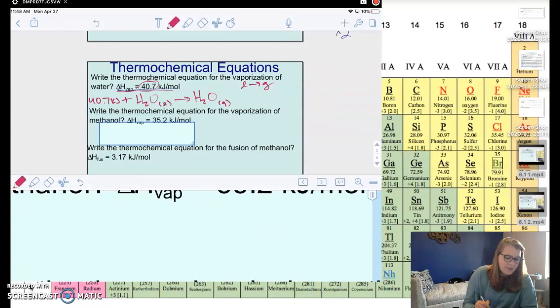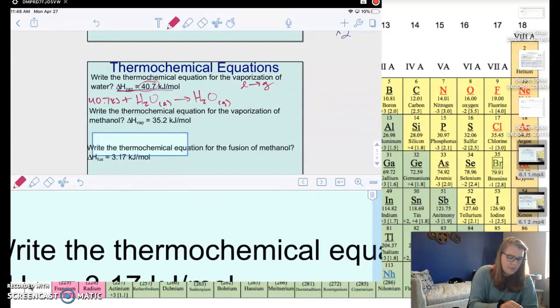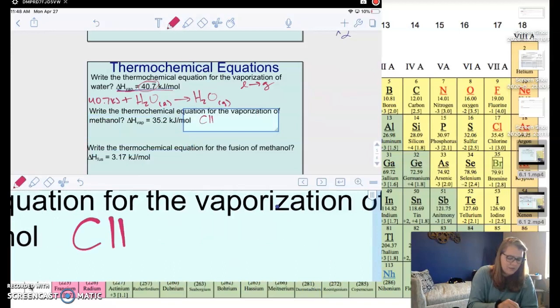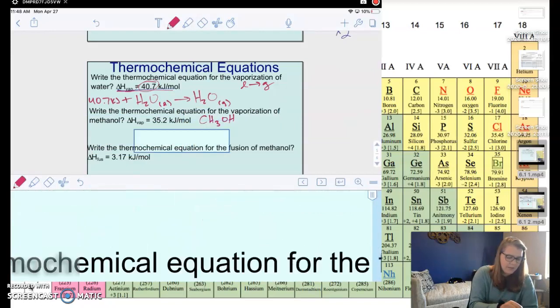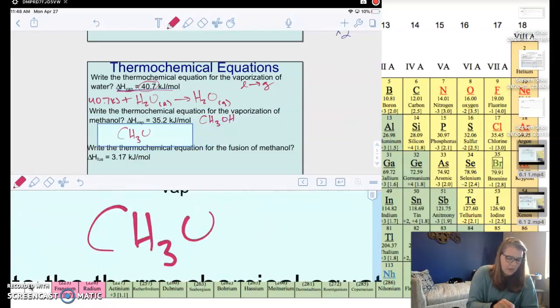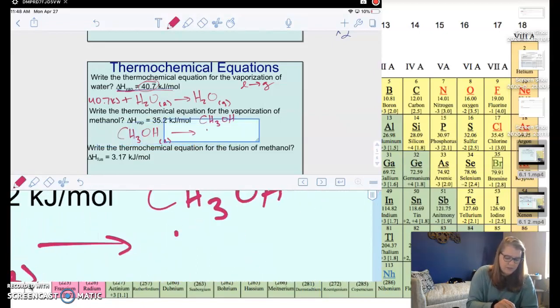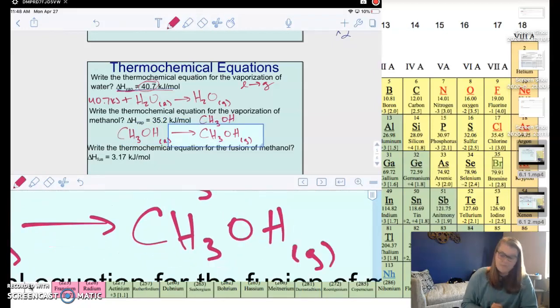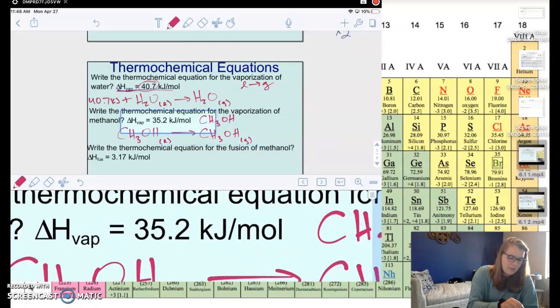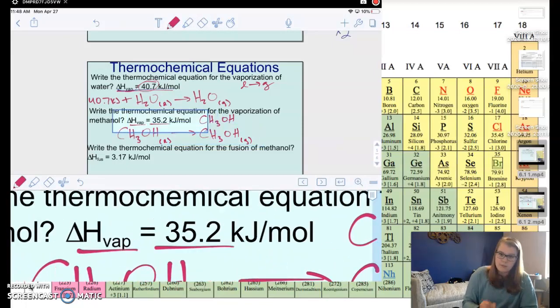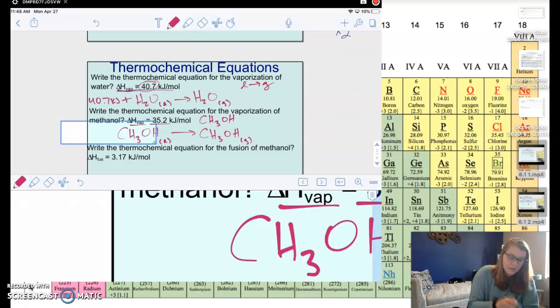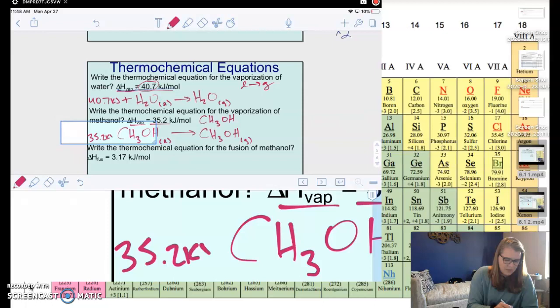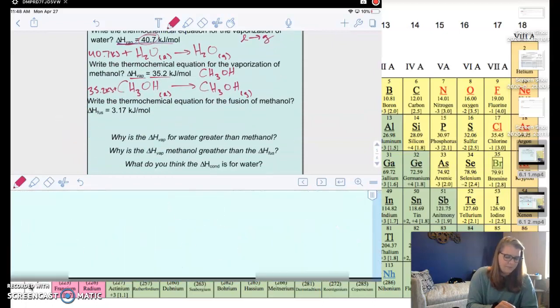Write the thermochemical equation for the vaporization of methanol. It would help if I had methanol on here. There we go. Now we have it. So this is methanol. It's an alcohol. If we're vaporizing, we're going from liquid to gas, so there's liquid methanol to gaseous methanol. Notice vaporization is a positive value, again because this is going to be endothermic. All vaporizations should be endothermic. So 35.2 kilojoules, writing it as a product, is on that side.